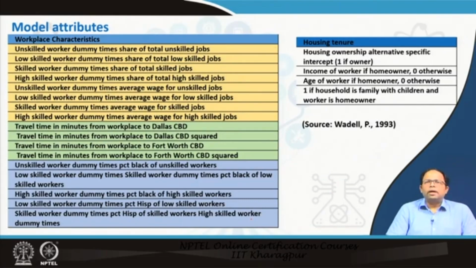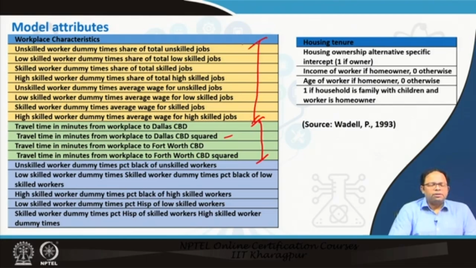Now, let us look at some of the parameters that have been used in this model. For workplace characteristics, the parameters are related with travel time. So, travel time in minutes from workplace to CBD, from workplace to CBD squared to increase the effect of that, and workplace to fourth ward CBD, because they were working on two areas.